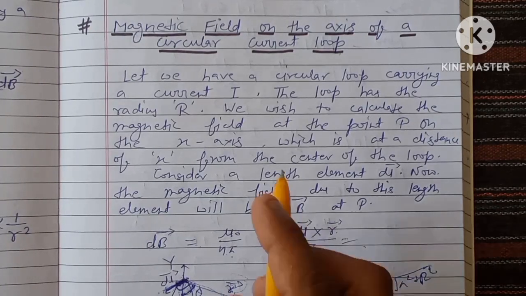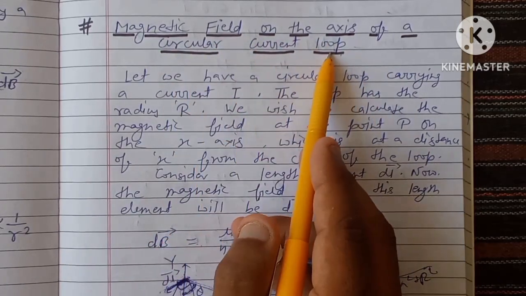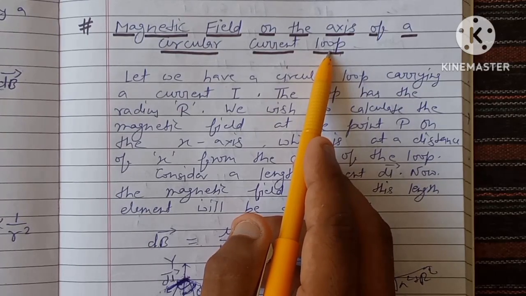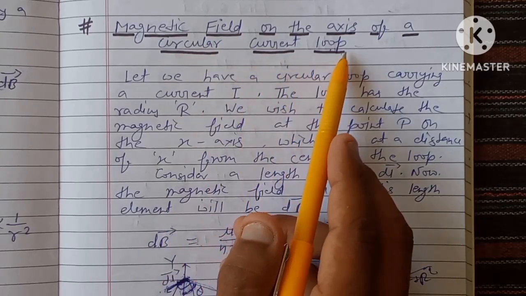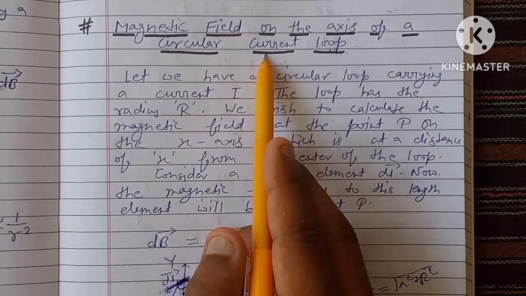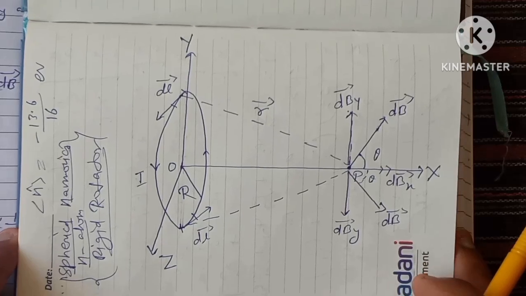Our today's topic is magnetic field on the axis of a circular current loop. In the last video, we discussed the Biot-Savart's law. Now, as an application of Biot-Savart's law, we are going to derive the expression for magnetic field at the axis of a circular current loop. So, let us first see this diagram.